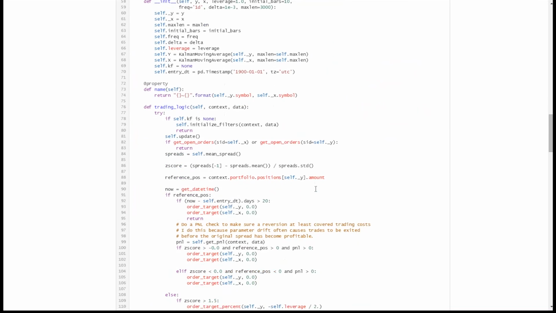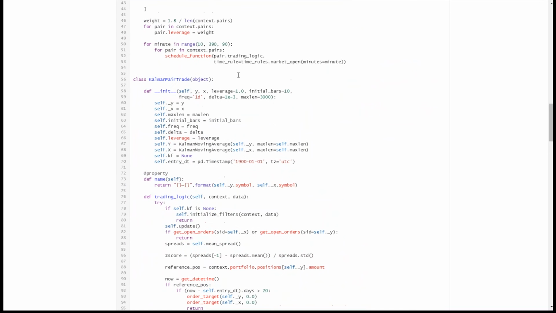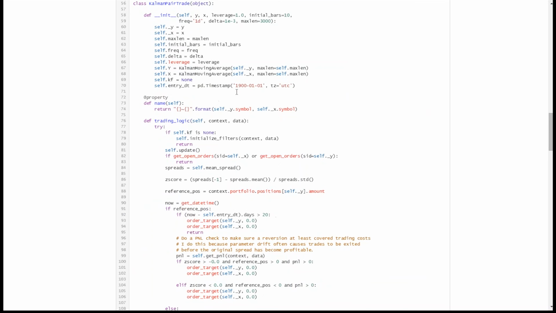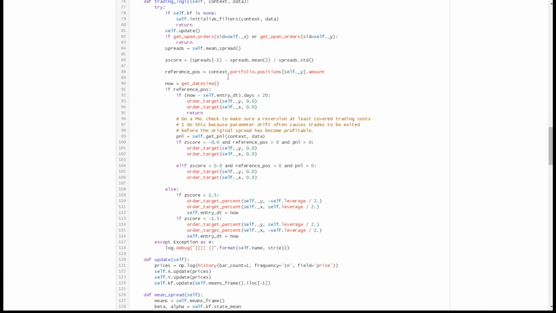But again, the general idea is that you have these classes, you initialize the classes, and then instead of handle data, now this trading logic function is the thing that's scheduled to be executed every day. And this trading logic function, like I said, just uses a Kalman filter to smooth out the prices, gets the spread, computes the z-score of the spread, how far away it is from the mean based on the standard deviation of the spread observations, and then based on that z-score, enters into positions, longing the spread or shorting the spread.